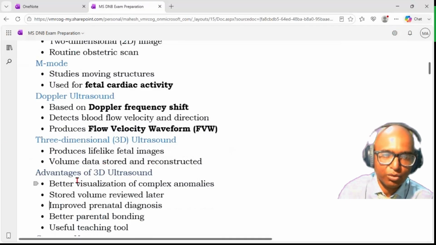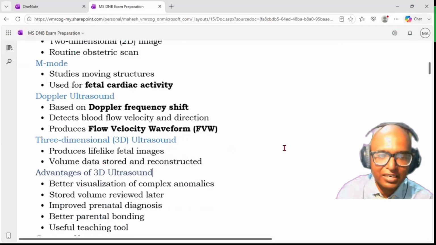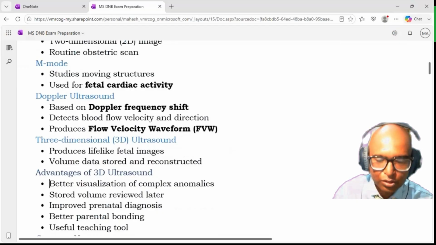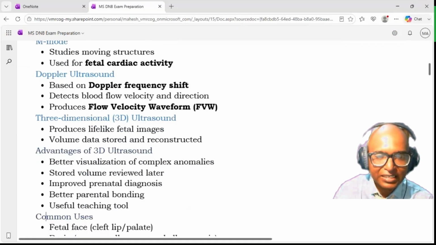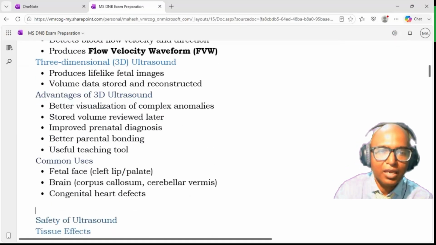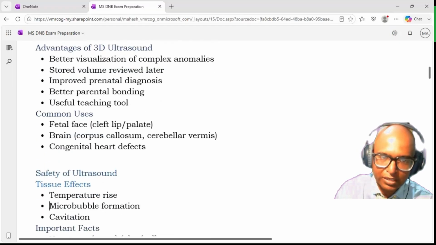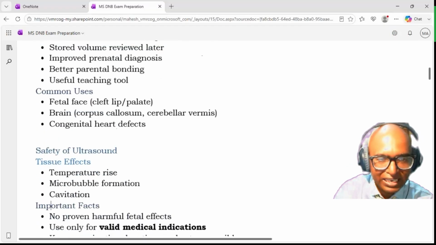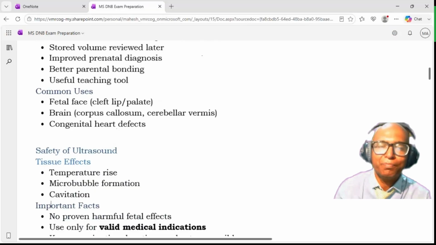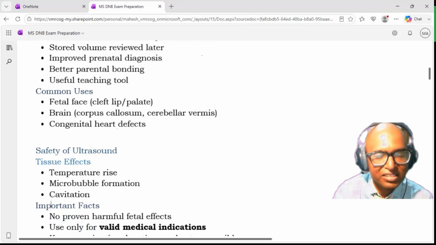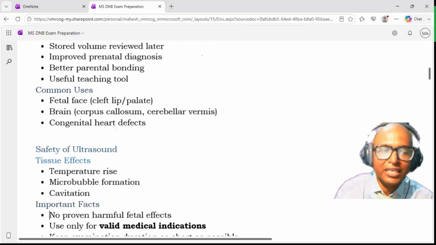So that is the advantage with the 3D ultrasound, that is the volume data stored and reconstructed. So what are the advantages of 3D ultrasound? Better visualization of the complex anomalies, and stored volume reviewed later. You can store the volume and review it later. Improved prenatal diagnosis, better parental bonding, and useful for teaching too. Common uses are for fetal face, cleft lip, cleft palate, for brain, corpus callosum, cerebellar vermis, and congenital heart defects. These are very well seen on the 3D ultrasound.